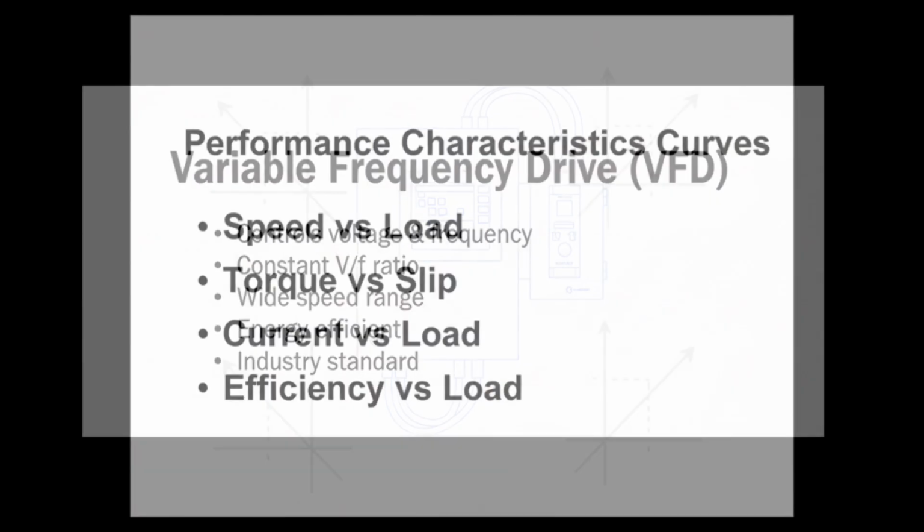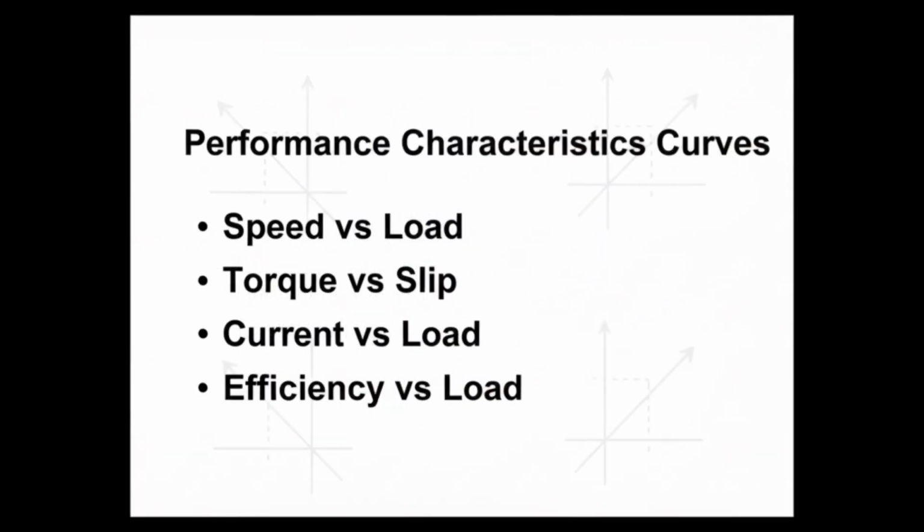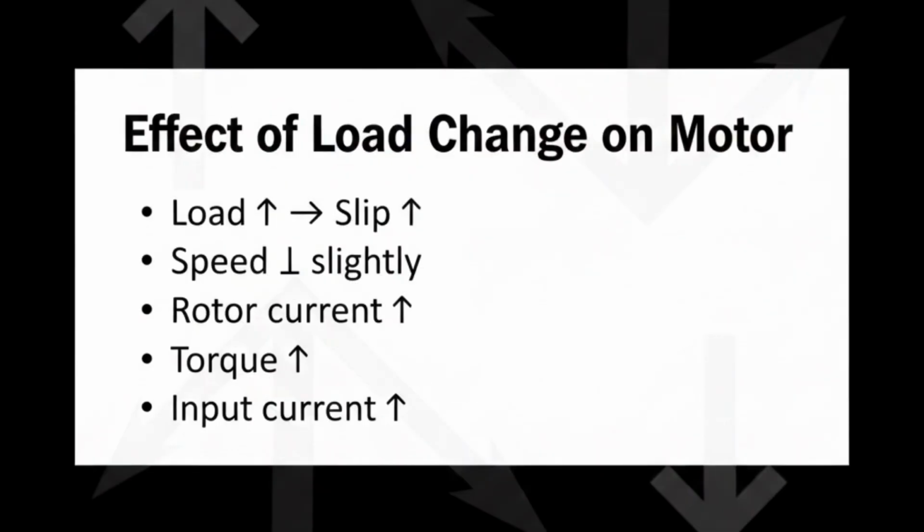Now let us look at performance characteristics of an induction motor, which describe how different quantities change with load. The most important curves are speed versus load, torque versus slip, stator current versus load, and efficiency versus load. The speed load curve shows that speed decreases slightly as load increases because slip increases. The torque-slip curve we studied earlier shows how torque varies from no load to starting condition. The current load curve shows that stator current increases with load, and the efficiency load curve shows that efficiency is maximum near rated load.